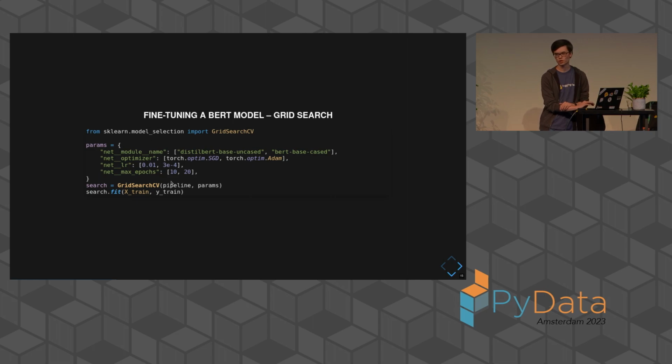And of course, we can also change the other hyperparameters, like the optimizer, the learning rate, and the number of epochs. And then we just put it all into a scikit-learn grid search, and it will try out all the different parameter values. So at the end, you know which ones are best for your use case.